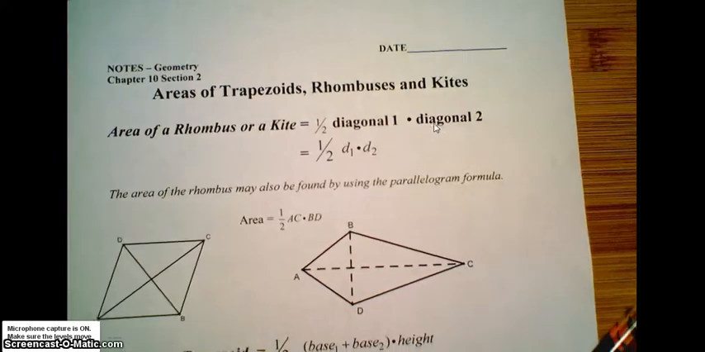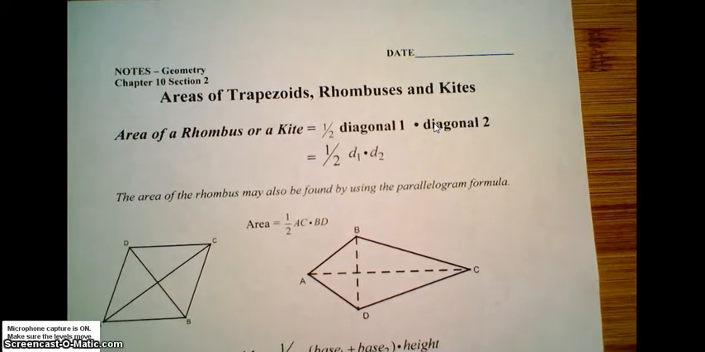Hi, welcome to Chapter 10, Section 2. We've got a couple more area formulas to deal with. We're going to be looking at trapezoids, rhombuses, and kites.